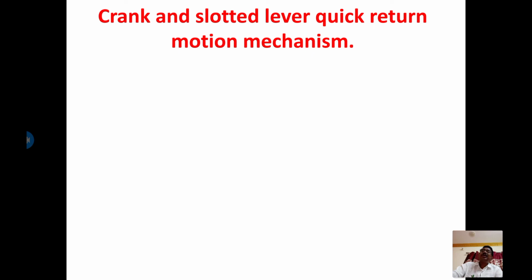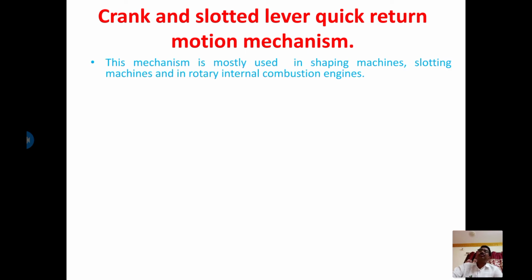next one is another inversion, the crank and slotted lever quick return motion mechanism. In this figure we are observing, this mechanism is mostly used in shaping machines and slotting machines, and in rotary IC engines also it may be used.